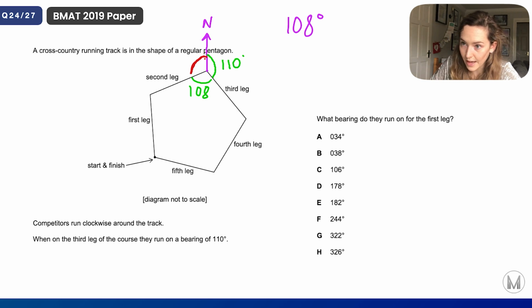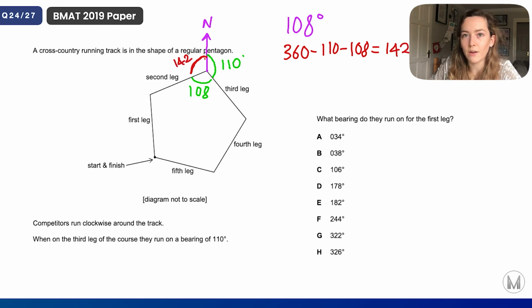So, of course, that is 360 minus the 110 minus the 108. That tells me that that red angle is 142. Due to the supplementary rules angle, I can then work out what my bearing is on the second leg.